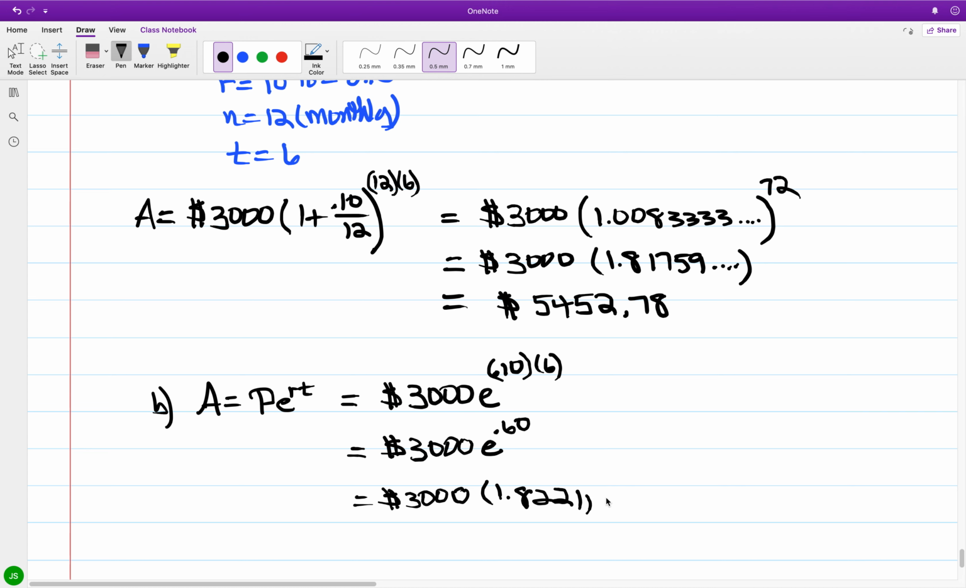1.822, 1188, and so on, and multiplying by $3,000. So the future value is between $13 and $14 more in comparison, about $5,466.36.